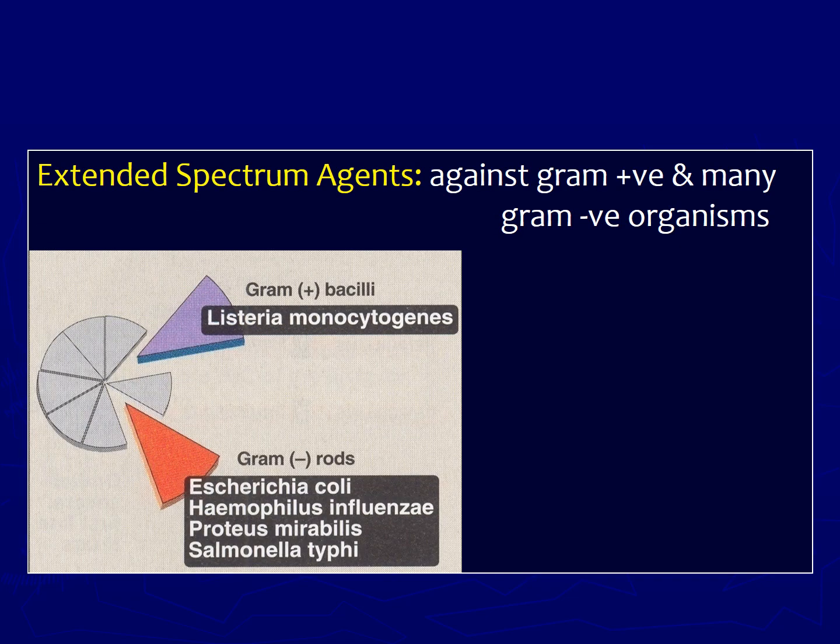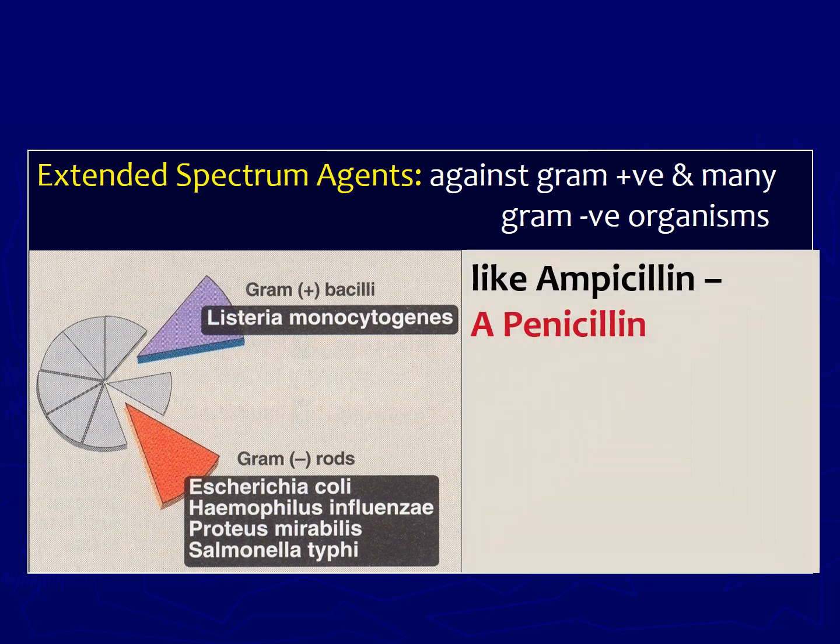Similarly, extended spectrum agents may be effective against a variety of gram-positive and many gram-negative organisms. So, for example, gram-positive bacilli like Listeria monocytogenes, etc., gram-negative rods, E. coli, Haemophilus influenzae, Proteus, Salmonella typhi, paratyphi, etc. So, their spectrum has been extended. Here, one of the important examples is of a penicillin, especially ampicillin, amoxicillin.